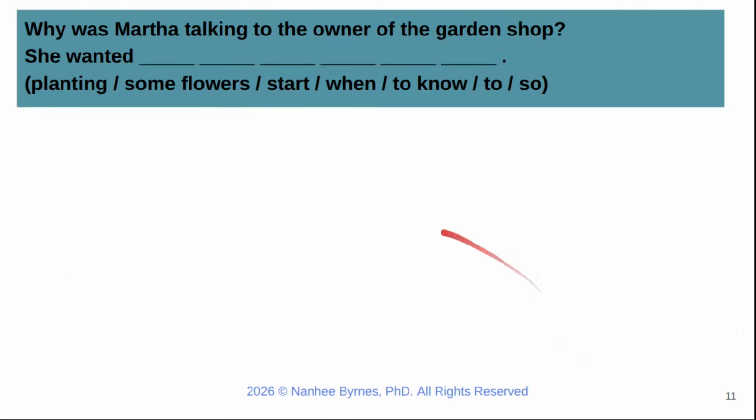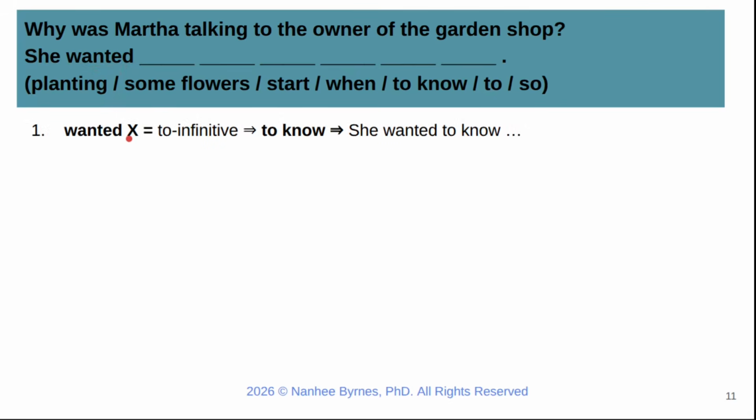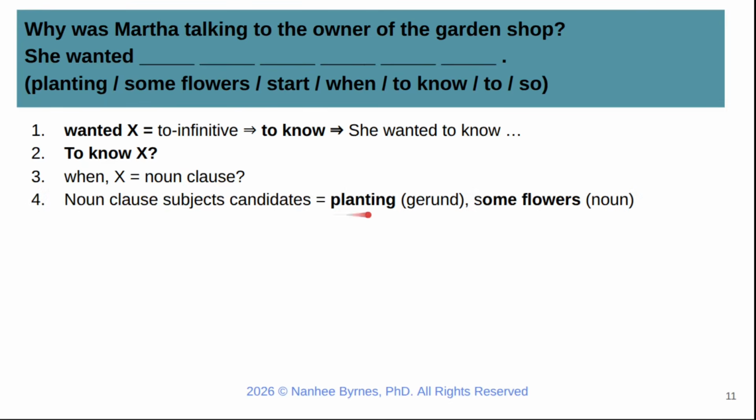The subject and verb are given: she wanted. The verb wanted requires an object. The object of want is the to infinitive, to know. So we start with she wanted to know. To know what? There's when in the word list, so we know we'll need a noun clause to answer the question.